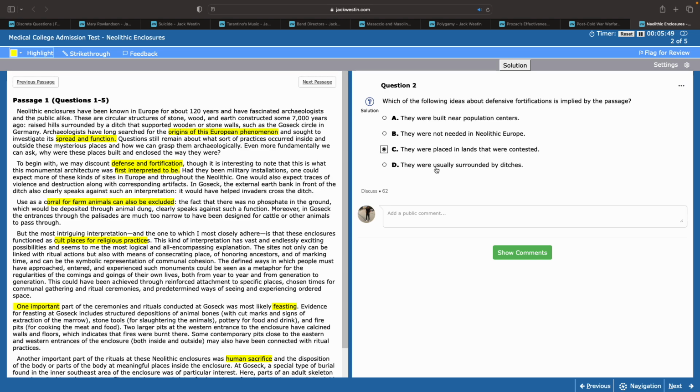Not that they were all surrounded by ditches. This one was specifically in Cossack. This was specifically in the ditch, but they made it in such a way that it helped the invaders cross the ditch. The claim that these enclosures were not farm corrals.